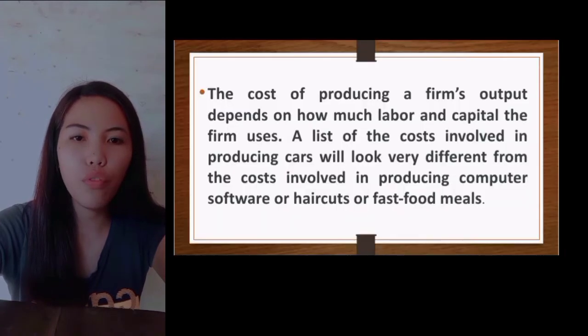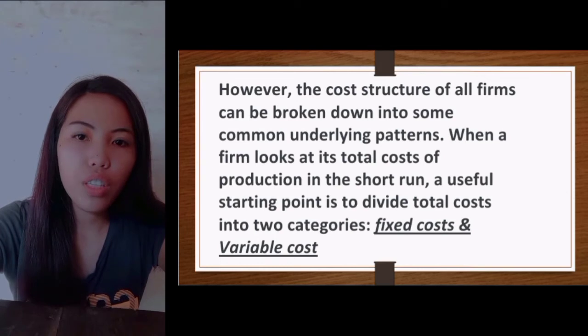So, for example, in this situation, the cost of producing a firm's output depends on how much labor and capital the firm used. A list of costs involved in producing cars will look very different from the costs involved in producing computers, software, or haircuts at a fast food mill. However, the cost structure of all firms can be broken down into some common underlying patterns.